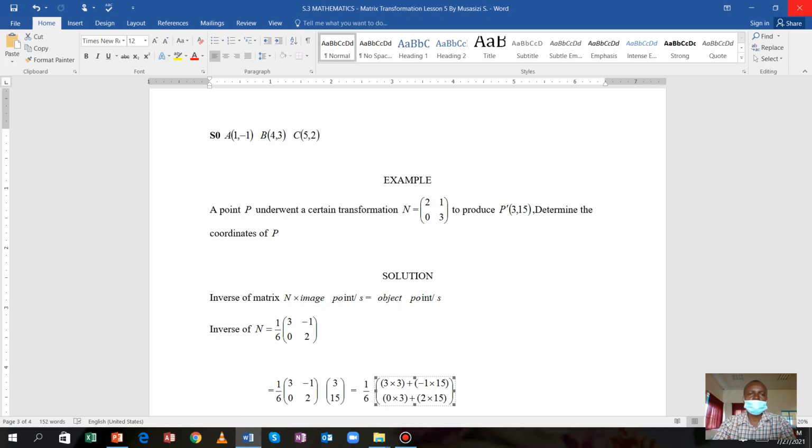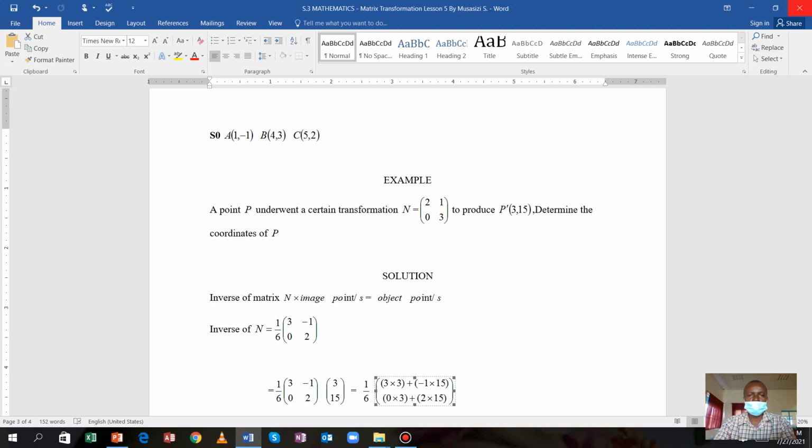So the question is, a point P underwent a certain transformation. This time N is 2, 1, 0, 3, and it's giving the image as (3, 15). So they want us to find the coordinates of P. You remember, a simple formula is to get the inverse of the matrix, then multiply by the image points, whether it's one image point or many. This is only 1 point.